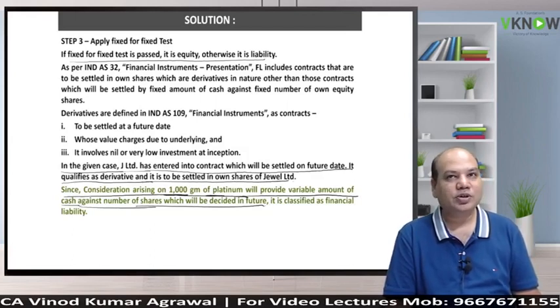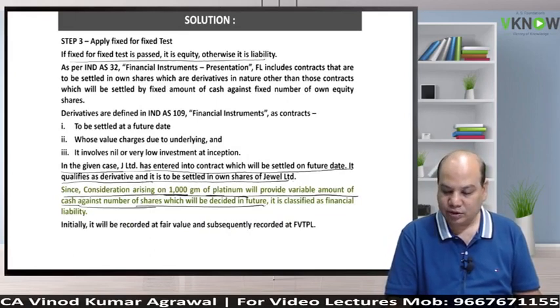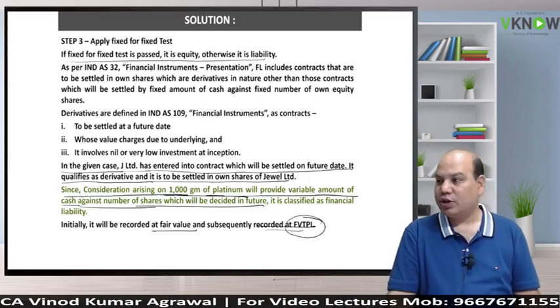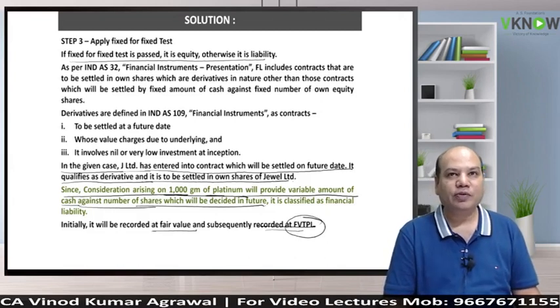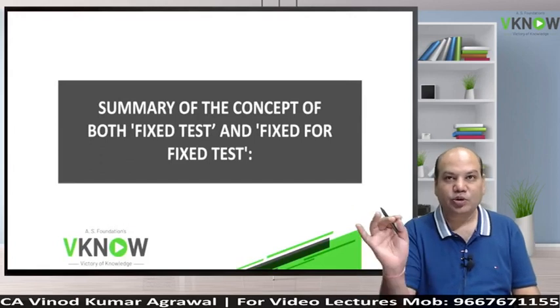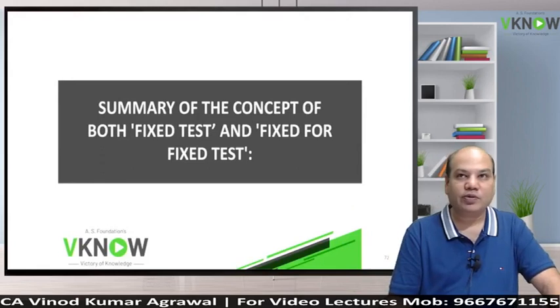So the number of shares will vary as the value of that 1000 grams of platinum varies. Therefore it will be treated as a derivative financial liability. Initially it will be recorded at fair value, subsequently also at fair value. Change in fair value will be recorded in profit and loss. Right? So I have made a small summary of the concept for both the fixed test and the fixed for fixed test.